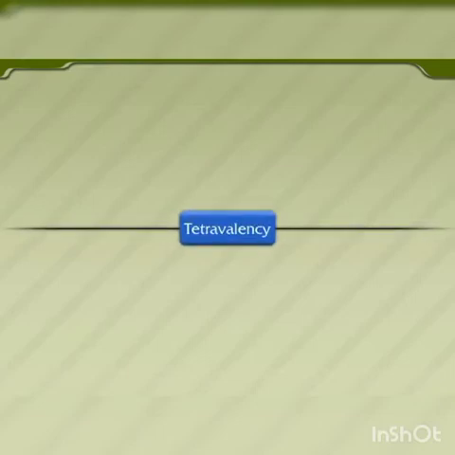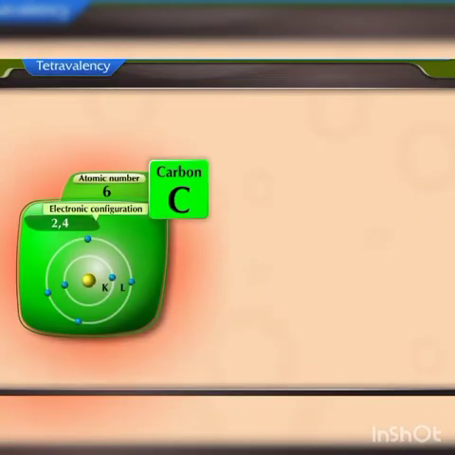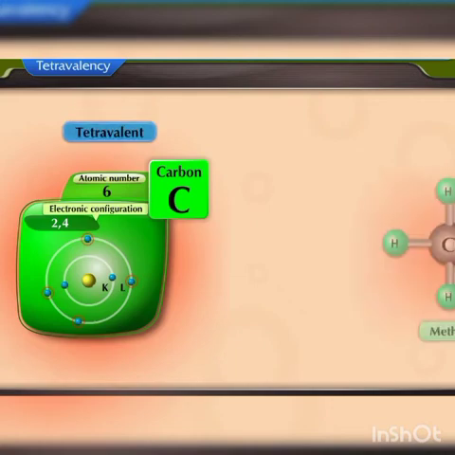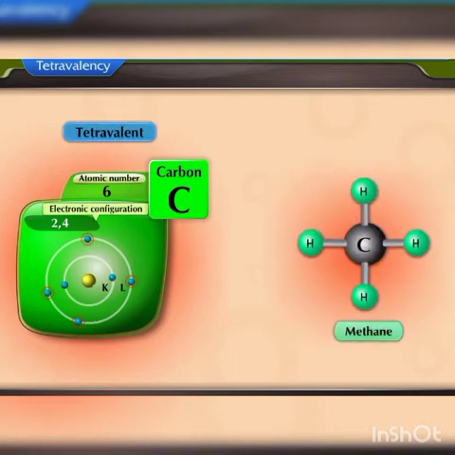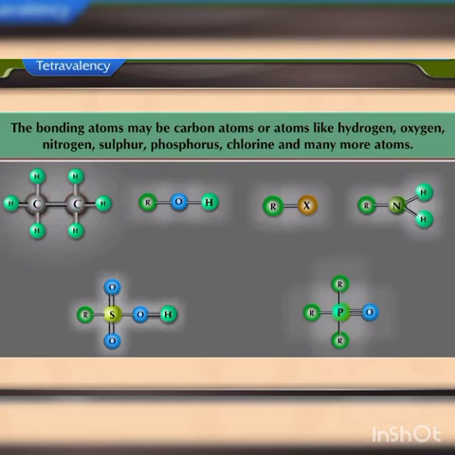Tetravalency. The valency of carbon is 4. That is, it is tetravalent. This makes carbon capable of forming bonds with 4 other monovalent atoms. The bonding atoms may be carbon atoms or atoms like hydrogen, oxygen, nitrogen, sulfur, phosphorus, chlorine, and many more atoms. This results in the formation of a wide range of compounds.